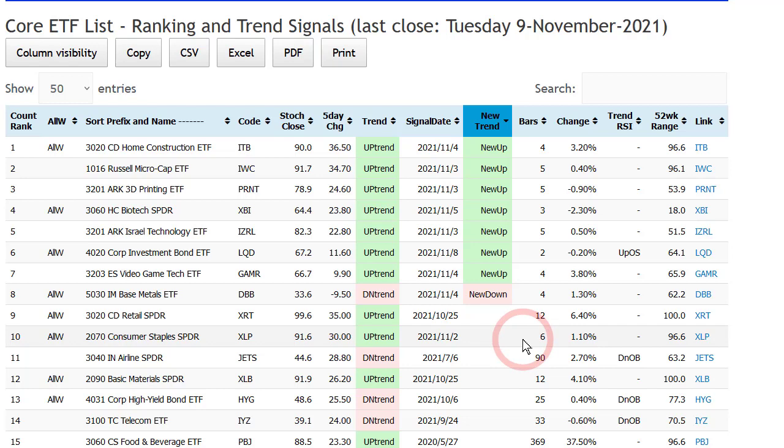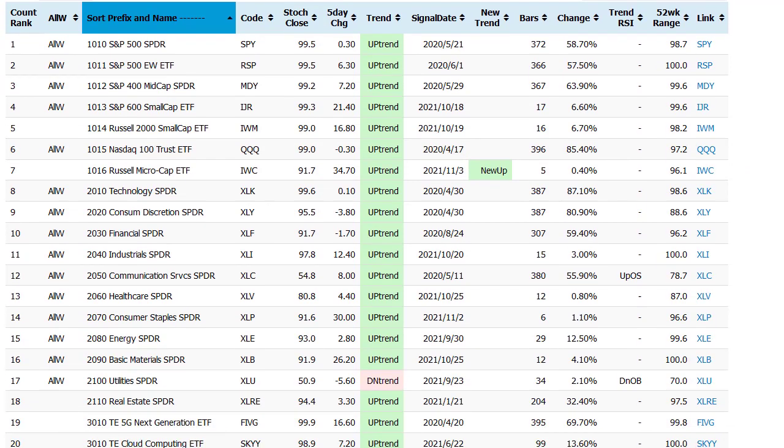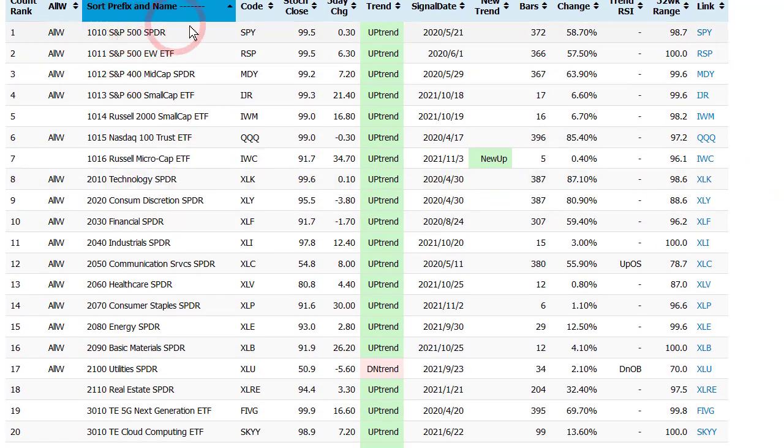Now this table, by the way, is only available to subscribers. If you click on this sort prefix column here, then you get a top down and you can see where the strong parts and weak parts are. We can see all the major index ETFs at the top here are in uptrends. And then if we look at the sectors, all of them except utilities are in uptrends. XLU is in a downtrend.